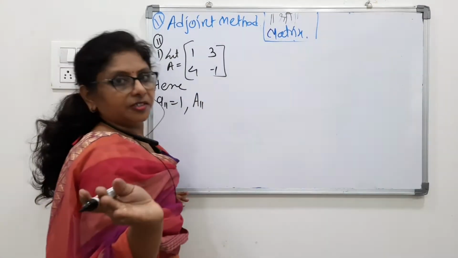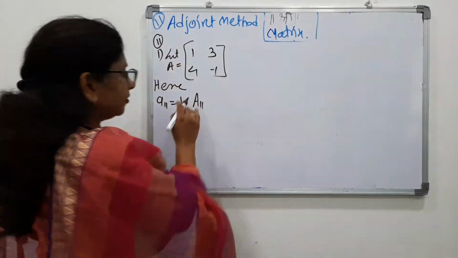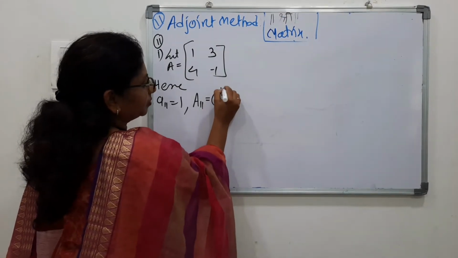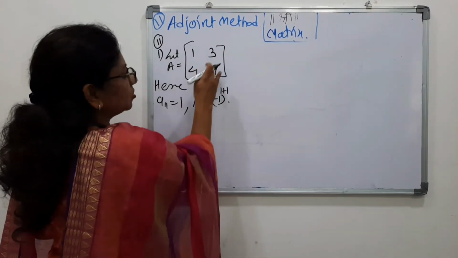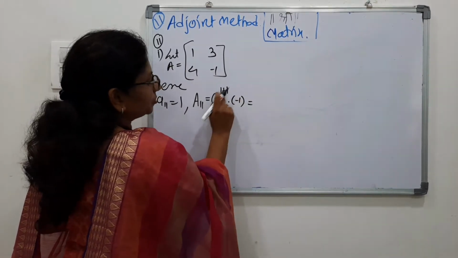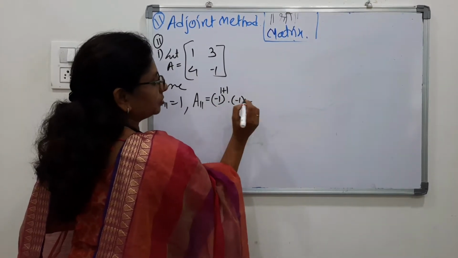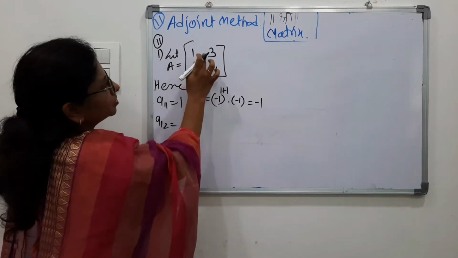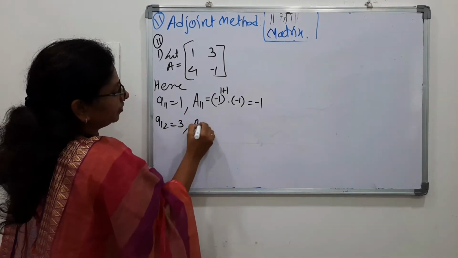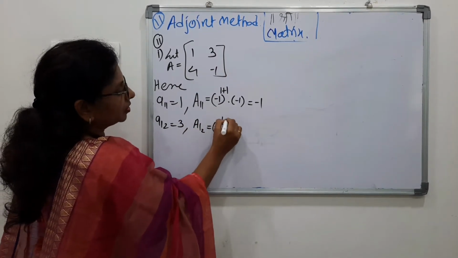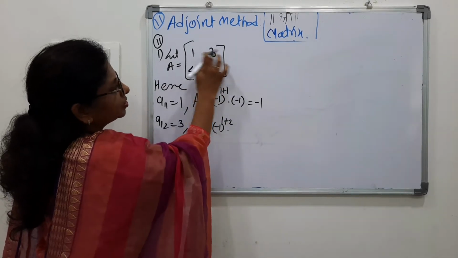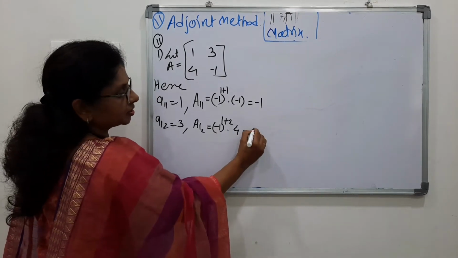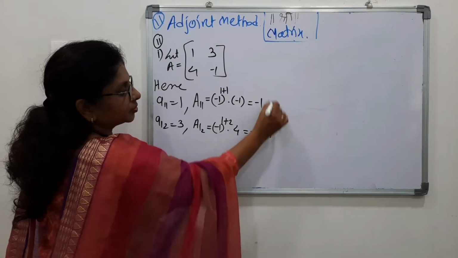Now here we will not find the minor separately and then the cofactor. Directly we will find the cofactor. The cofactor is (-1) to the power 1 plus 1 into the minor. Hide this row and this column, that is -1. So (-1) to the power 2 into -1 means plus 1 into -1, that is -1. Second, A12 is (-1) to the power 1 plus 2 into, hide this row and this column, so 4. (-1) to the power odd number is -1, so -1 into 4 is -4.